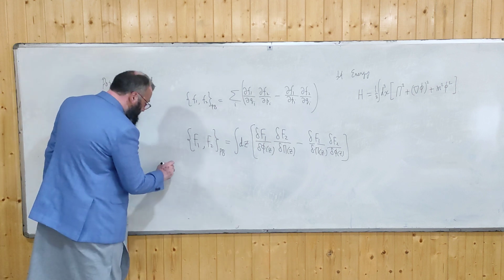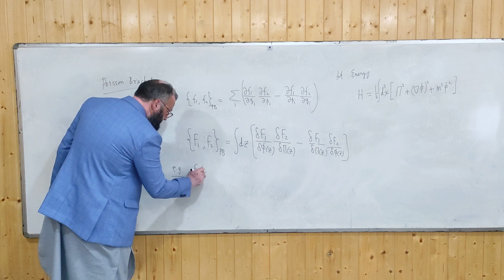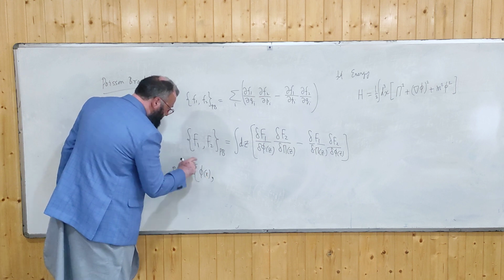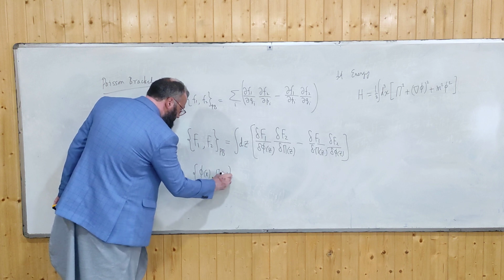Okay, let's take an example. Let's calculate the Poisson bracket of this f: f1 is phi of x and the other is phi of y.